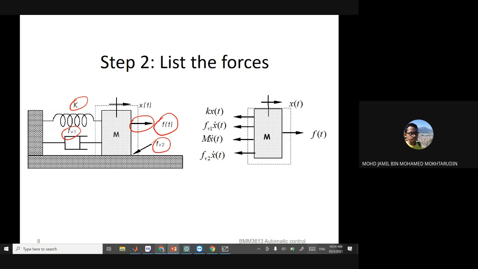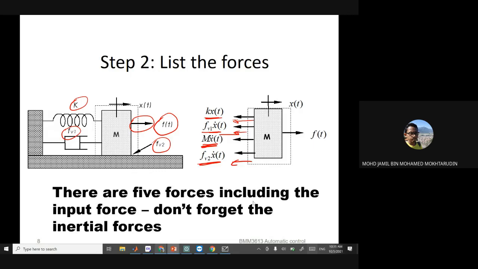Because of that, the force by the spring acts backward. The force by the damper is also backward. The force by the friction is also backward. Then lastly, you need to include the inertia of the box, so the inertial force also acts backward. So there are 5 forces, including the input force. If you have a mass M here, then you must have the inertial force. Sometimes you don't have mass for the box, then you don't have the inertial force.